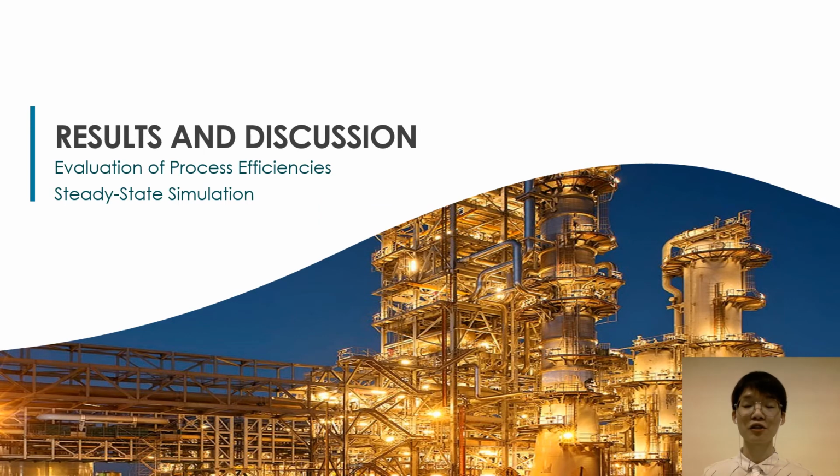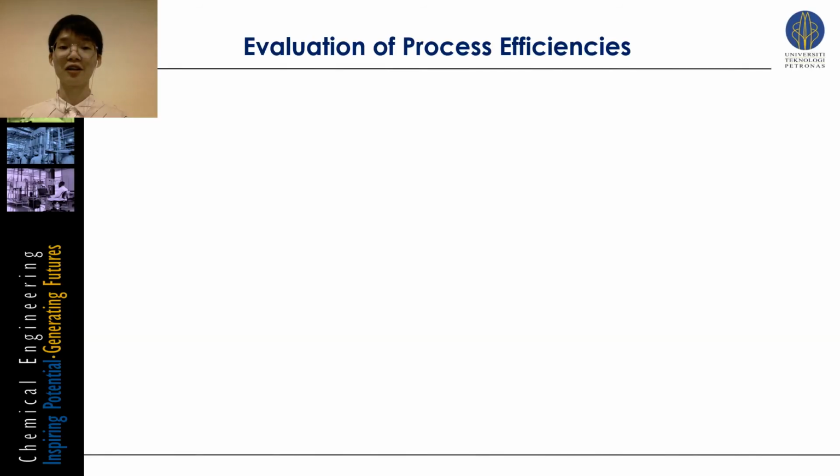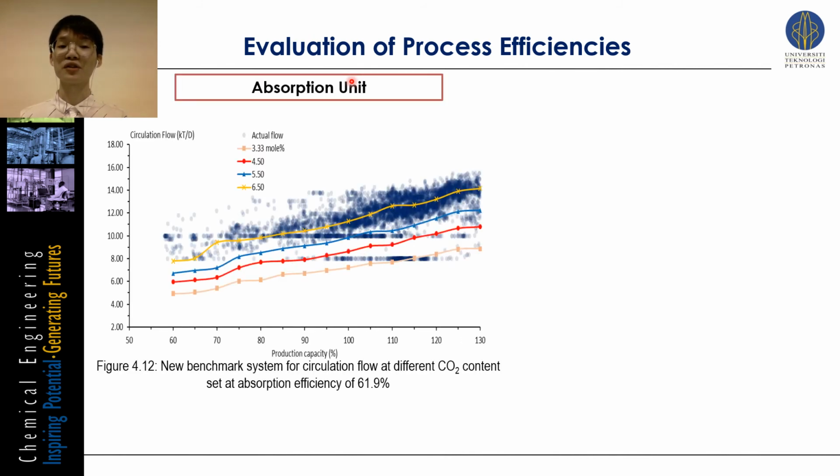Moving on next, let us look into the second benchmarking system, which is based on Icon steady-state simulation. Right now, let us look into the evaluation of the process efficiency. So here I present you the first unit, which is the absorption unit. So this is the new benchmark for the circulation flow.